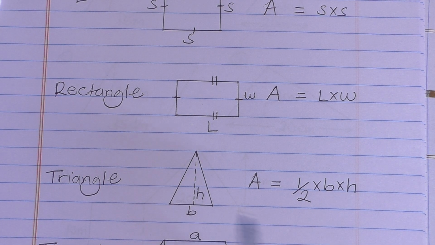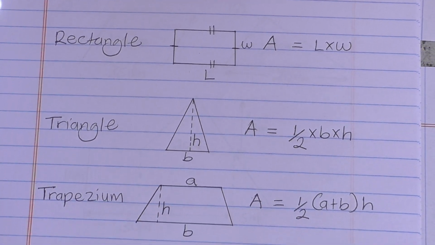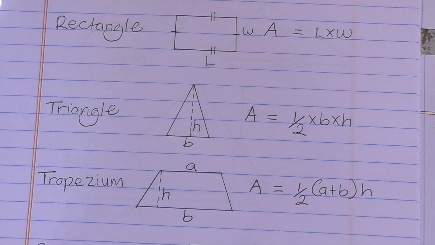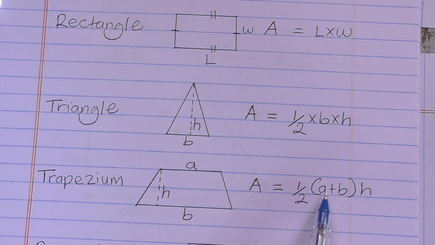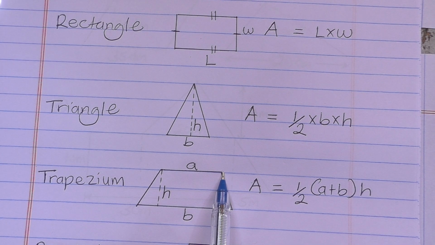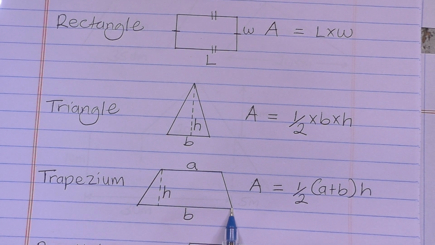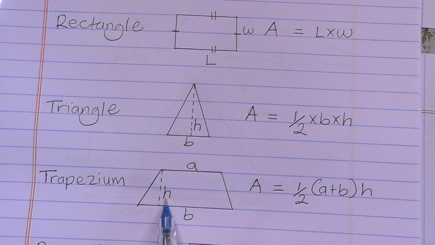Then for a triangle, we shall get the area of the triangle by multiplying a half of the base times the height. Then for a trapezium, the area of a trapezium is gotten by multiplying a half into a plus b, where a is this distance on top and b is the base. So we get a half of a plus b times the height h.